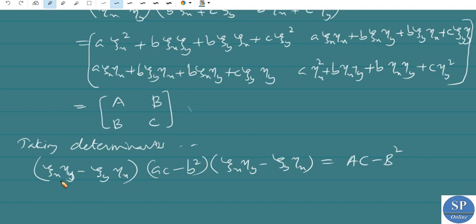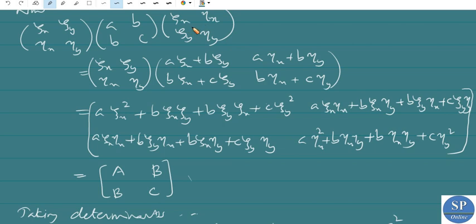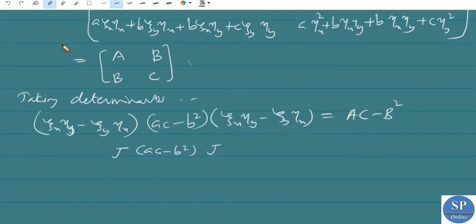Now we have this is the Jacobian, right? Zeta x eta y eta x. This is the Jacobian. This is J into ac minus b square. This is also the J, the Jacobian, because this matrix is the transpose of this matrix, so the determinant is the Jacobian itself. So we can write AC minus B square is equal to J square into small ac minus b square.